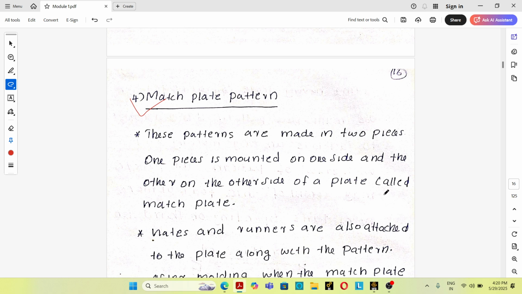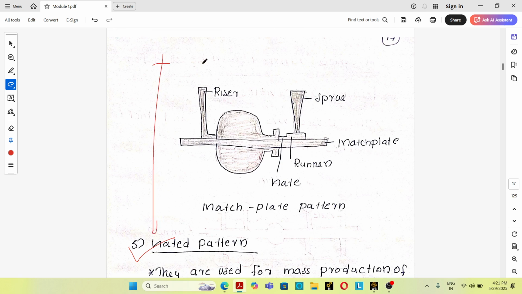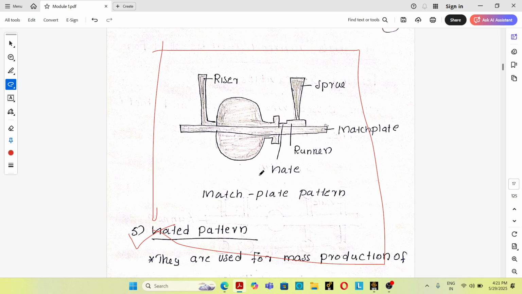Then the match plate pattern. This is the match plate pattern. In the case of a match plate pattern, the patterns are made into two pieces. This is one piece and this is the other piece. One piece is mounted on one side and the other on the other side of a plate called the match plate.